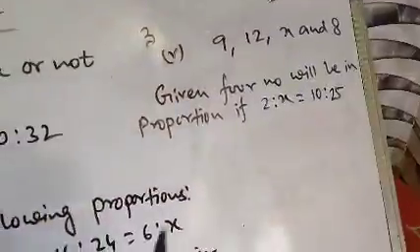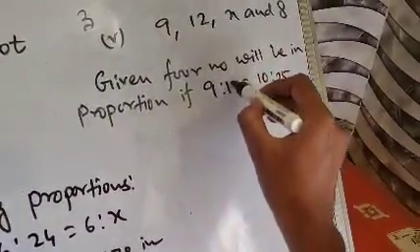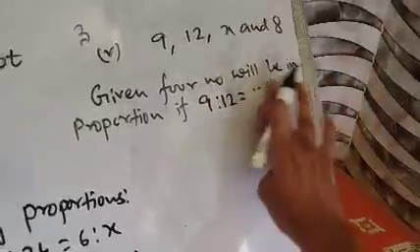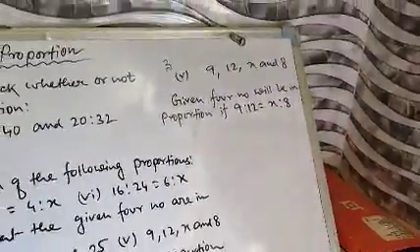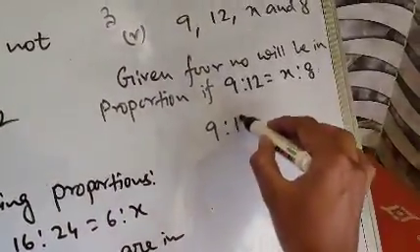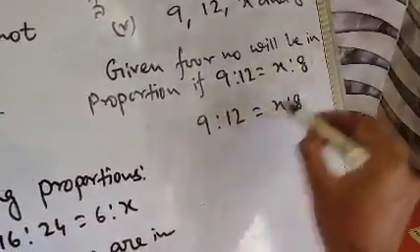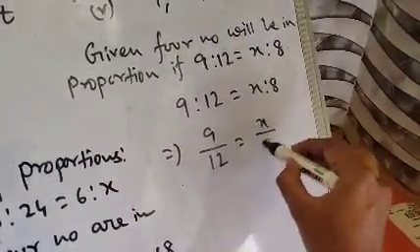The given four numbers will be in proportion if the ratio of the first two numbers, that is 9 is to 12, is equal to the ratio of the last two numbers, that is x is to 8. Therefore 9 is to 12 means 9 by 12. x is to 8 means x by 8.